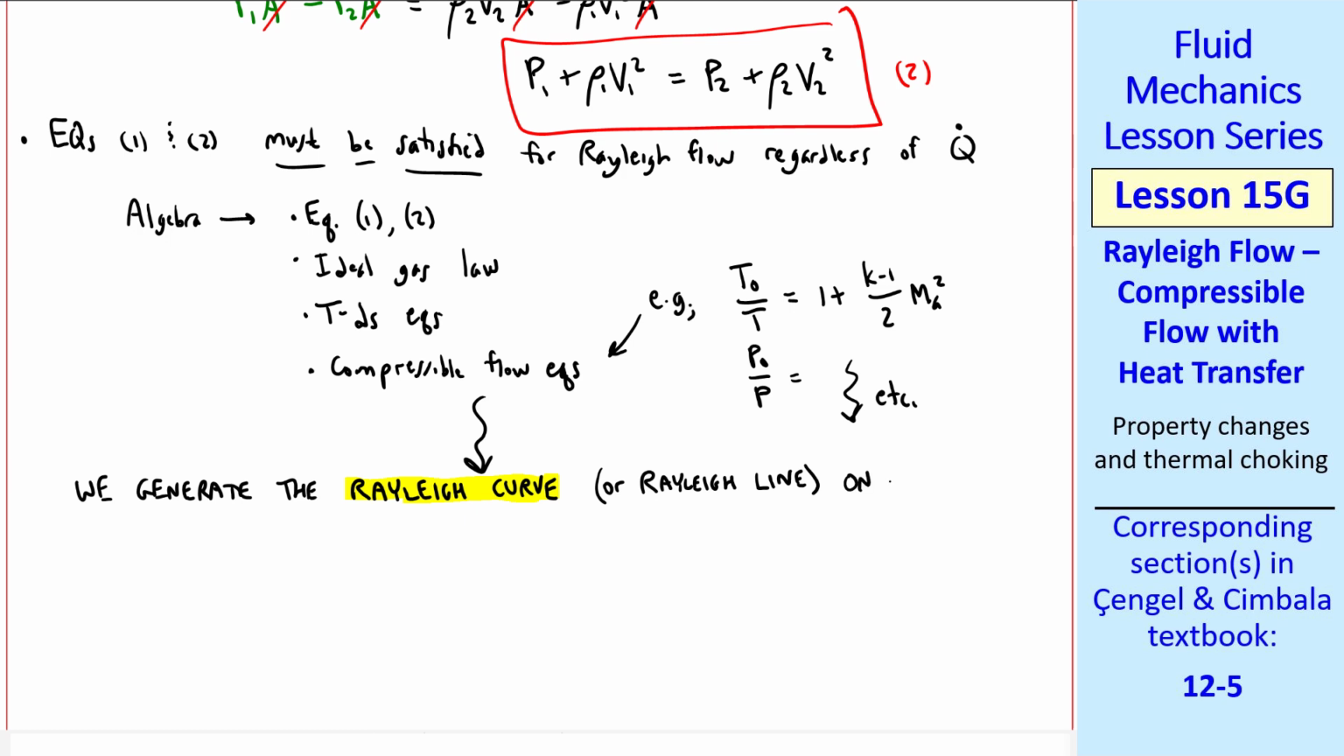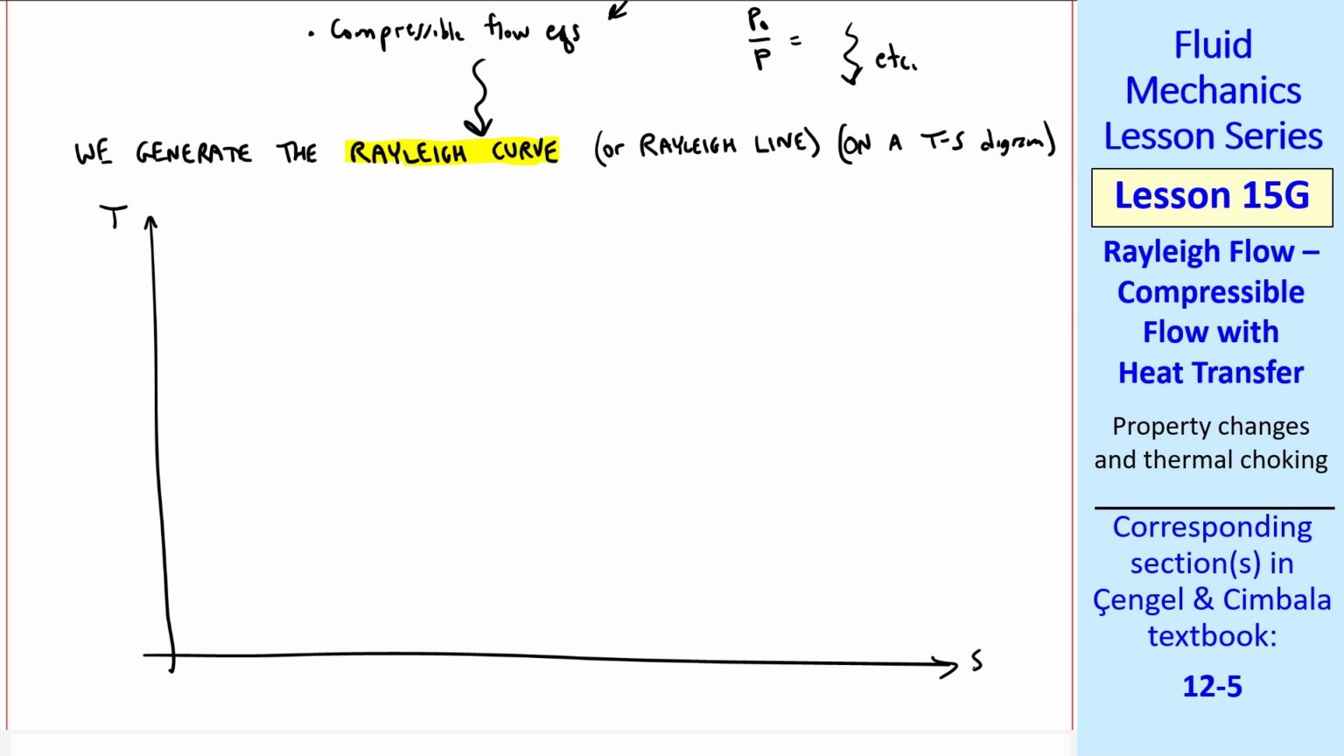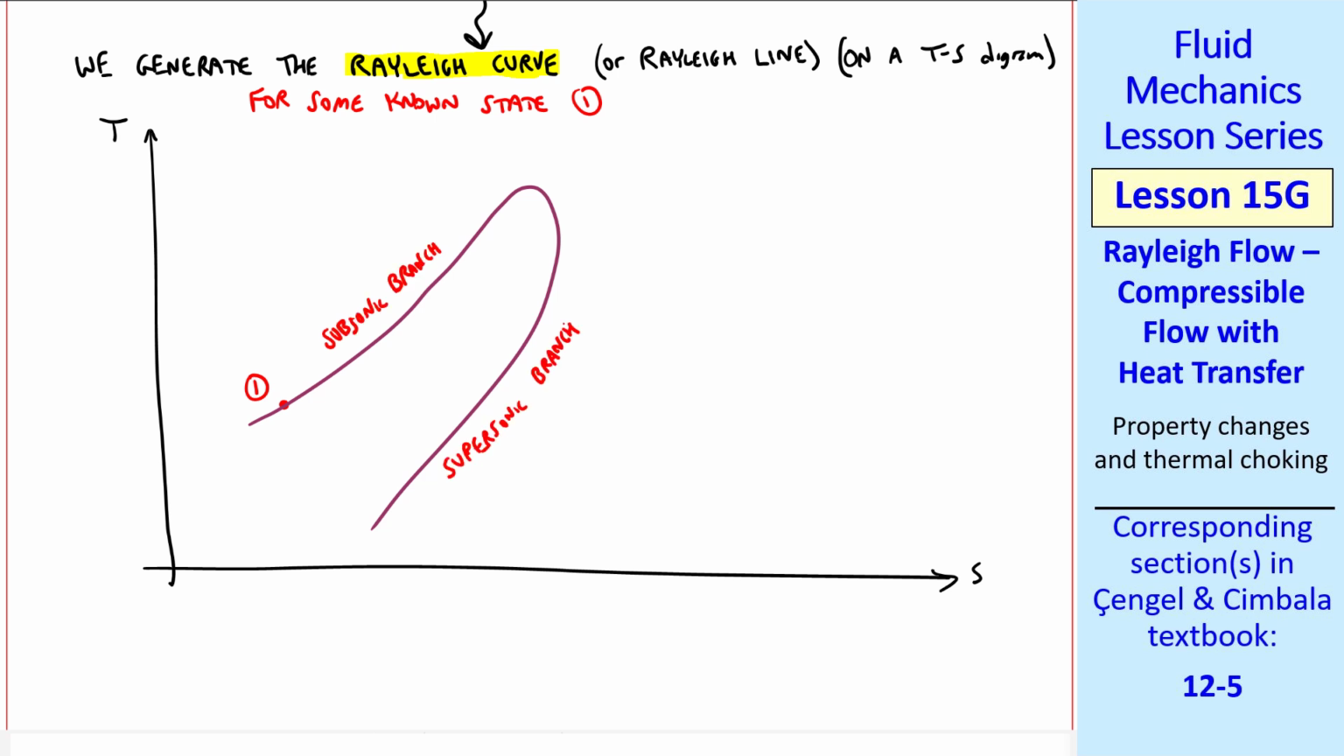And this curve is on a T-s diagram. I'll sketch it here. We plot temperature as a function of specific entropy, and we start with some known state, which we'll call 1. Suppose 1 is here. The Rayleigh curve that passes through 1 looks something like this. There are two branches. The upper one is the subsonic branch, and the lower one is the supersonic branch.